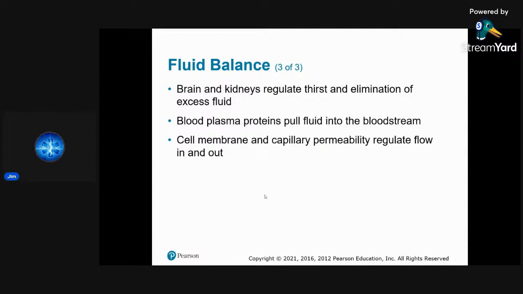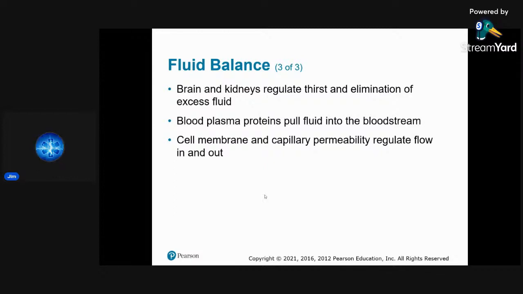Fluid balance. Brain and kidneys regulate this, right? To eliminate too much fluid, sensors in your brain say, hey, we got too much fluid. Your kidneys go into high gear, they're going to create urine, and it's going to be excreted from the body. Blood plasma proteins pull fluid into the bloodstream, right? So if something is interrupting these plasma proteins, for example liver failure, where liver function isn't up to what it should be, this could be an issue.